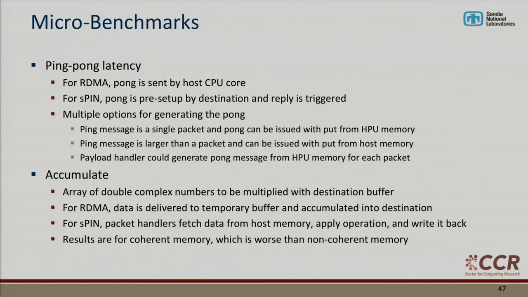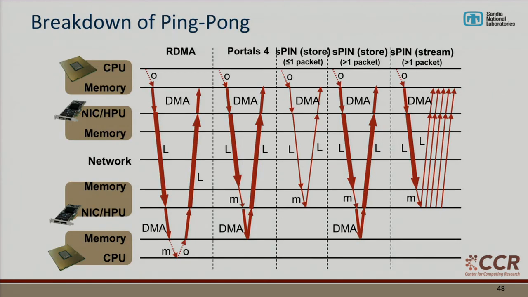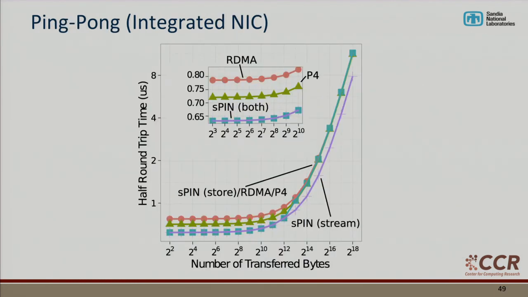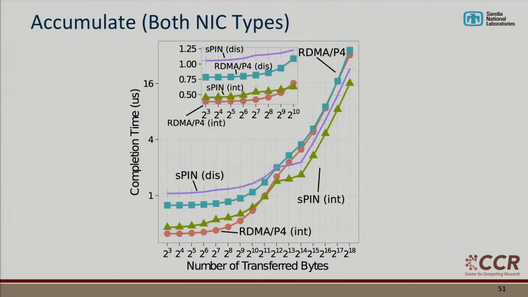There's a whole bunch of results in the paper. We looked at micro benchmarks like Ping-Pong and Accumulate. We looked at them for not only comparing the way that we would do implementations for sPIN and comparing those to things like RDMA and Portals, but also discrete NICs versus integrated NICs, because some of those are settings for the simulation. And of course, we have lots of results that show the performance improvement that you could potentially get for things like Ping-Pong and Accumulate when you have the ability to actually program at the NIC level.